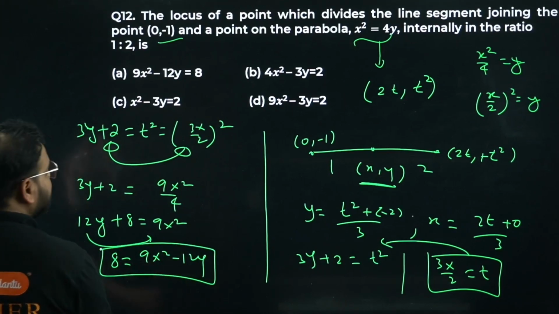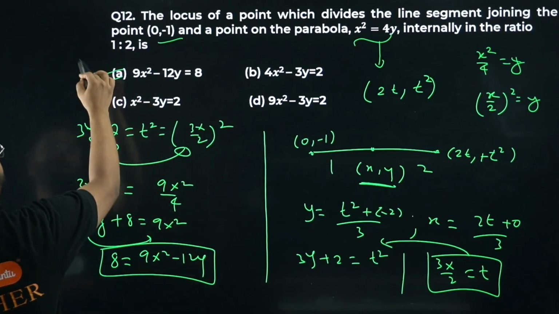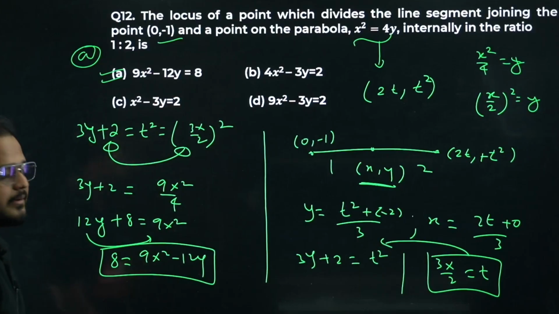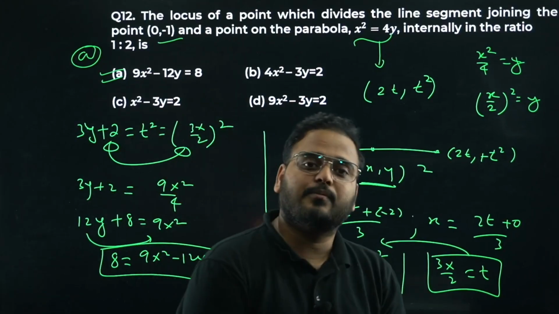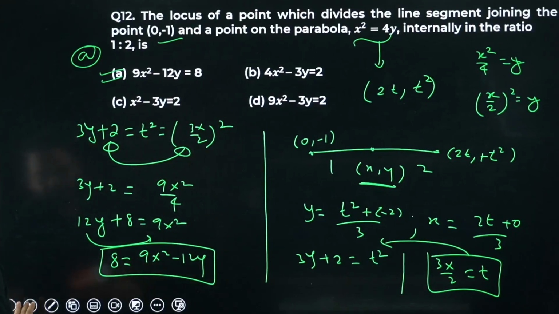So option A is correct. Please check: 9x square minus 12y equals 8. Option A is correct. Question 12 is done, the answer is option A. Good question. Okay, this is done.